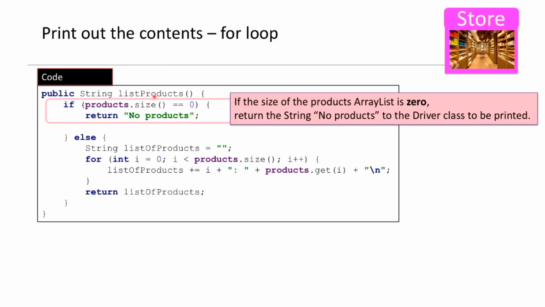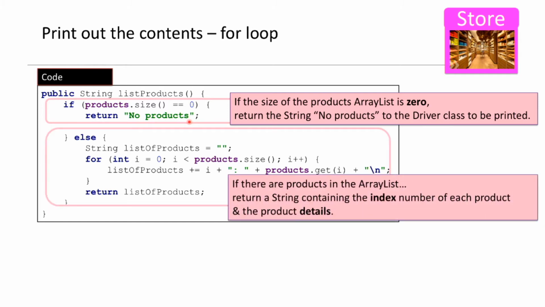Remember, list products is returning a string. So the string we're going to return is no products in double quotes. So that's what happens if there's no elements in the list. If our array list is 0. Otherwise, we have the else statement, the else part of our if statement. If there are products in the array list, return a string containing the index number of each product and the product details associated with the product at that index in the array list.